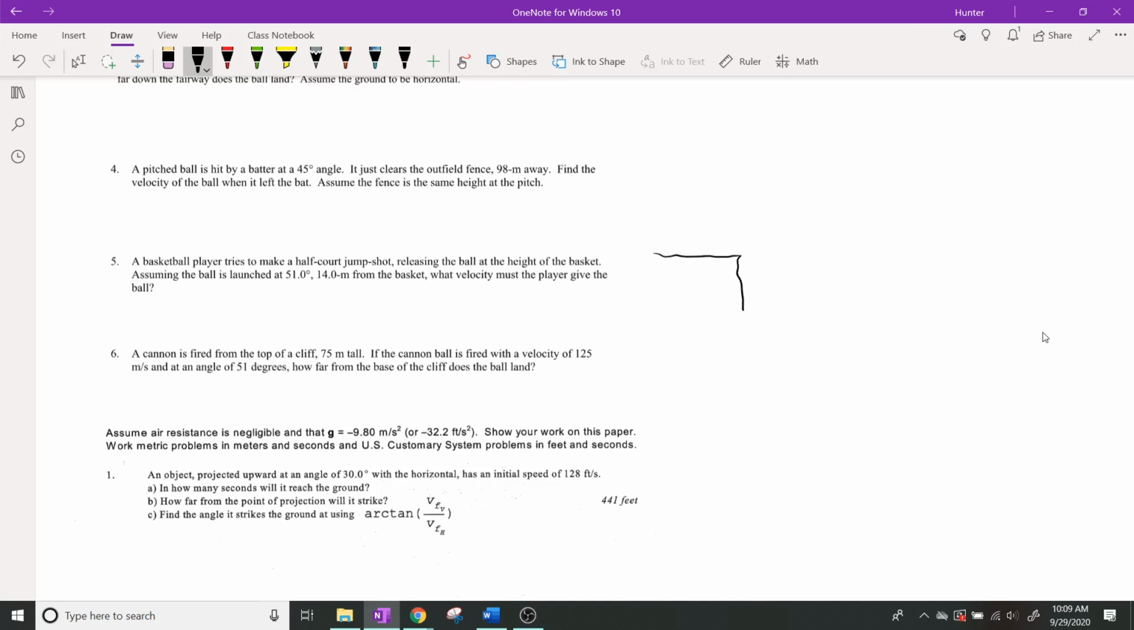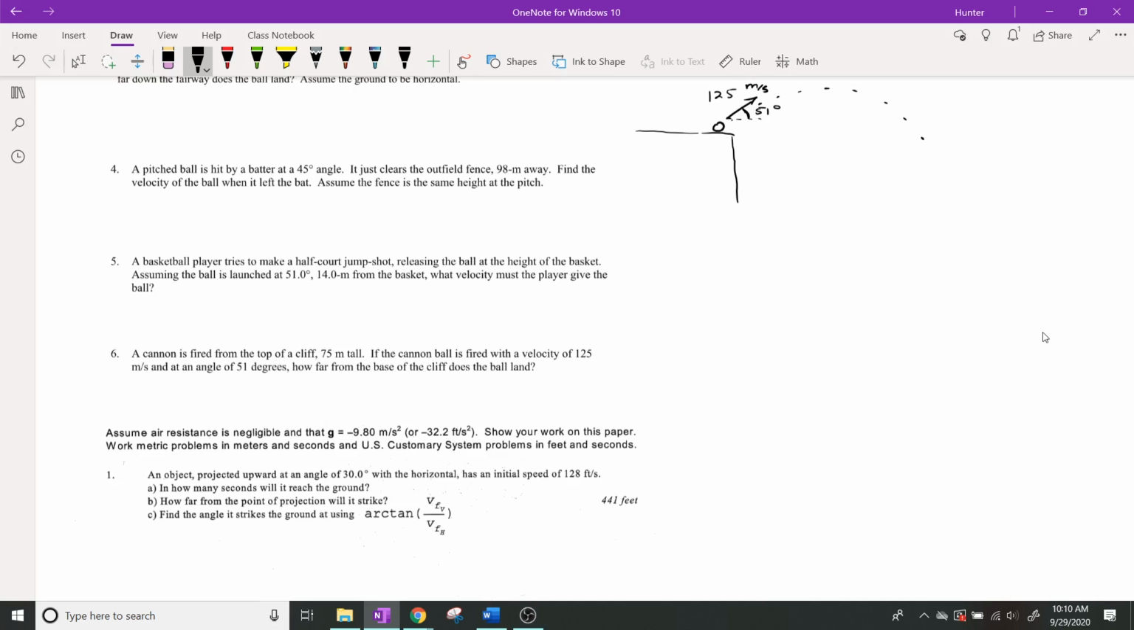So I'm going to draw a little cliff. I probably need to draw this higher up because something tells me I'm going to need a little bit of room to work. So here's the cannon at the very beginning, and it's 75 meters high, and then it's going to get shot off like this, because it's 51 degrees. So there's a velocity to start with, and that angle is 51 degrees. Okay, and 125 meters per second.